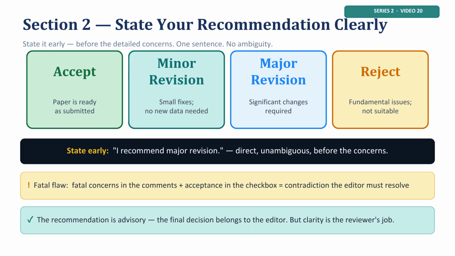After the summary, state the recommendation directly, not in the final paragraph, before the detailed concerns begin. 1 sentence. I recommend major revision. I recommend rejection. I recommend acceptance subject to minor revisions. Direct. Unambiguous. Editors need a clear recommendation to make a defensible decision. A report that lists serious concerns across 4 pages and then recommends acceptance in the checkbox creates a contradiction the editor must resolve. State the recommendation that matches the concerns. The recommendation is advisory. The final decision belongs to the editor. But the clarity of the recommendation is the reviewer's responsibility.